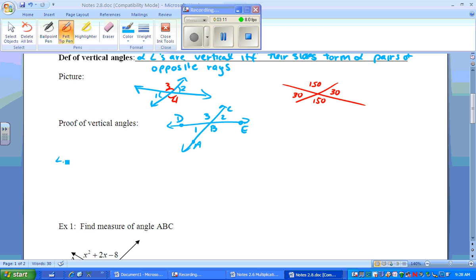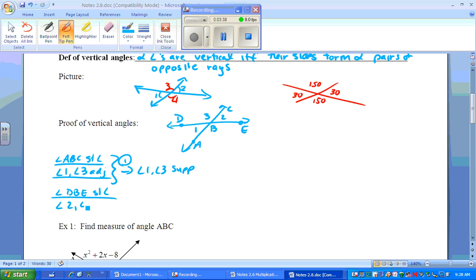So we know that ABC is a straight angle. We also know that angles 1 and 3 are adjacent, so we can say that angles 1 and 3 are supplementary. We also can say DBE is a straight angle, and angles 2 and 3 are adjacent. Same reason as above, angles 2 and 3 are supplementary.